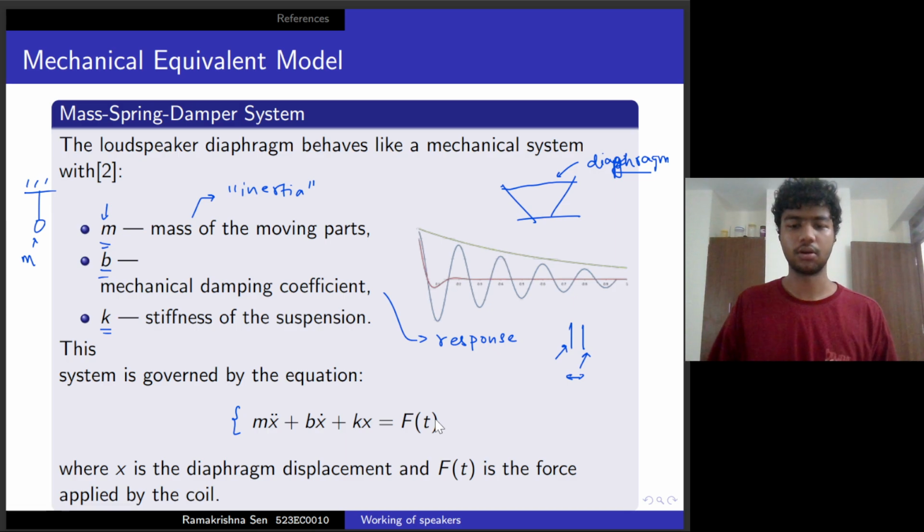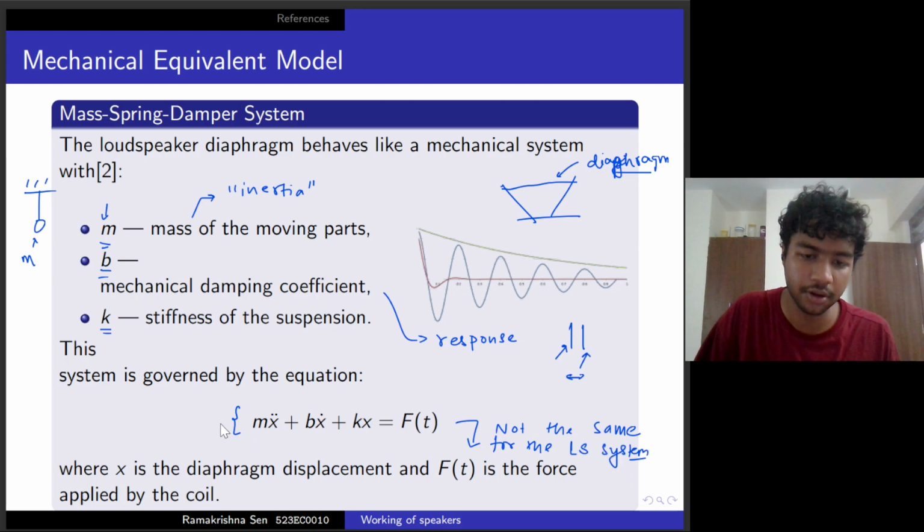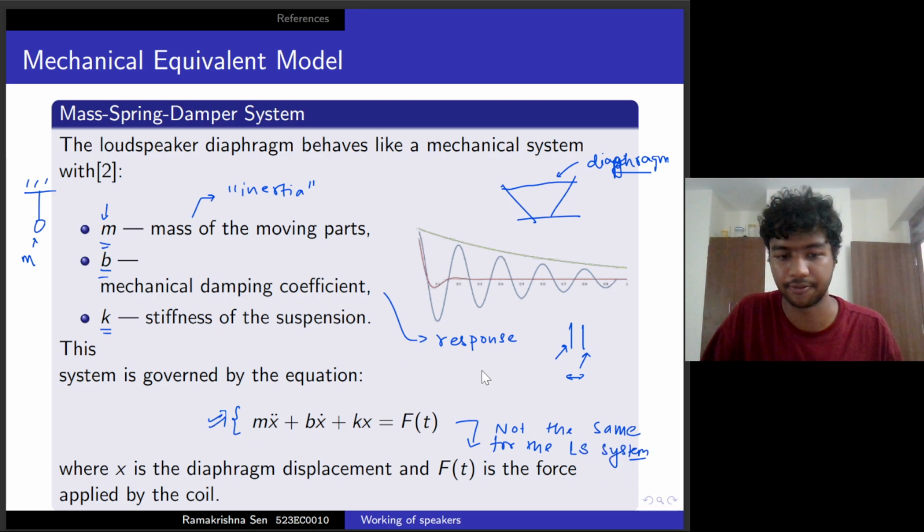the second order damping differential equation. But mind that this is not the same for the loudspeaker system, right? But why do we use it? Because the approximations are good enough, right? Since the approximations are good enough, we might use it interchangeably or to predict the behavior of the loudspeaker.